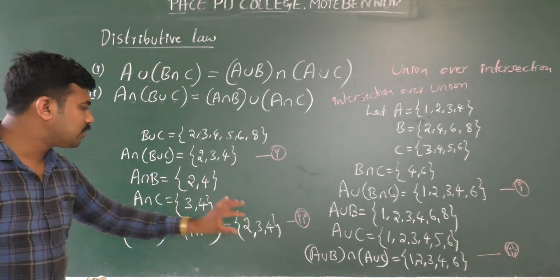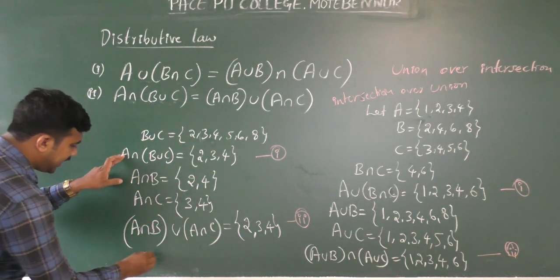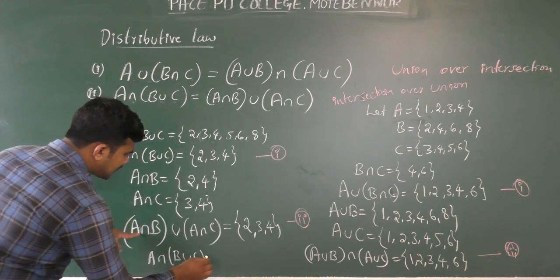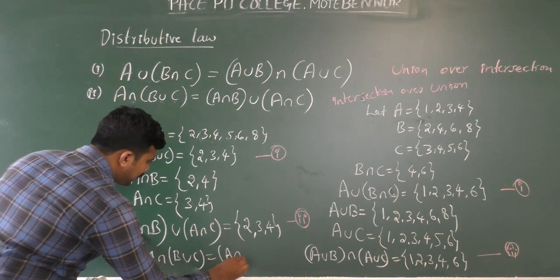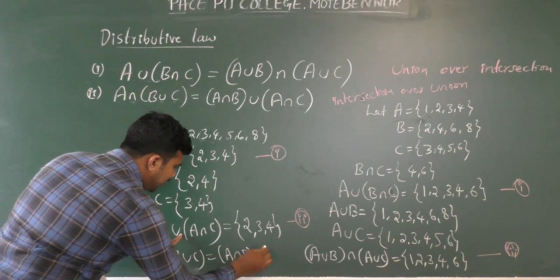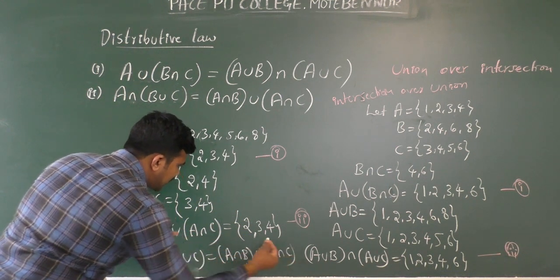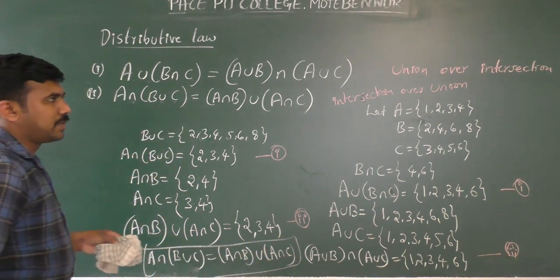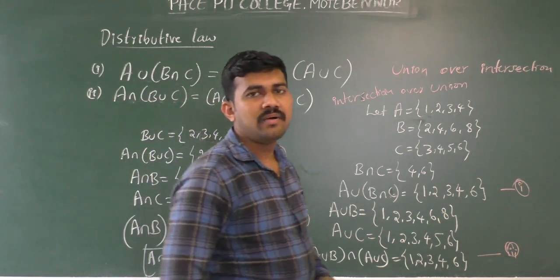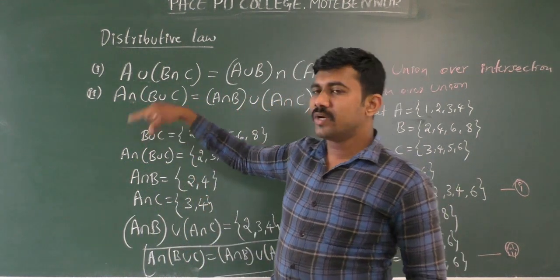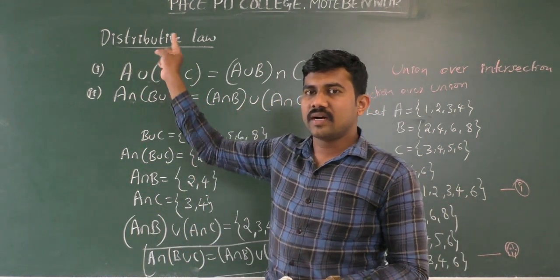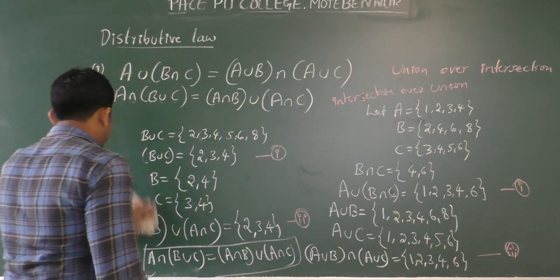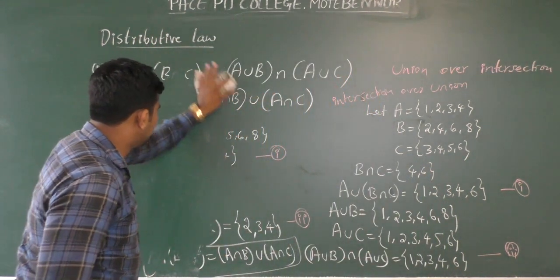So from equation 1 and 2, what can we say? A intersection of B union C is the same as A intersection B union A intersection C. So this property is called the distributive property. These two properties you have: one is intersection over union, another one is union over intersection. Okay, now I will continue.